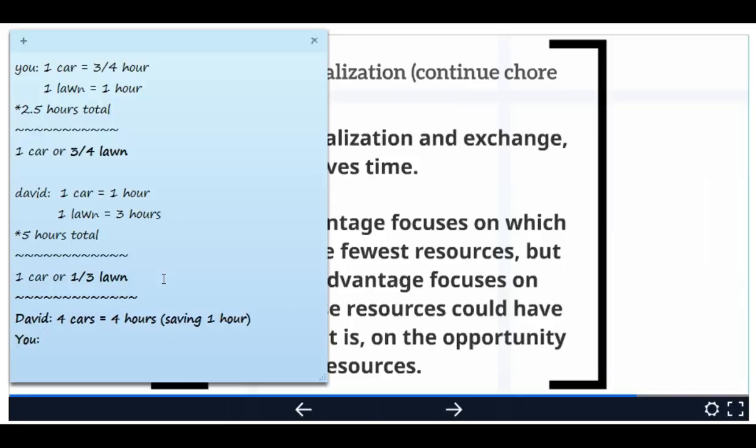You will mow 2 lawns, and you can mow one lawn in 1 hour, so 2 lawns will be 2 hours, and you're saving half an hour. So you both save when you specialize. Okay, he saves more than you do, but it's all right, you both save. He's still going to be working for 4 hours, and you're still going to be working for 2 hours, so you'll be sitting by the pool for 2 hours while he is still washing cars.